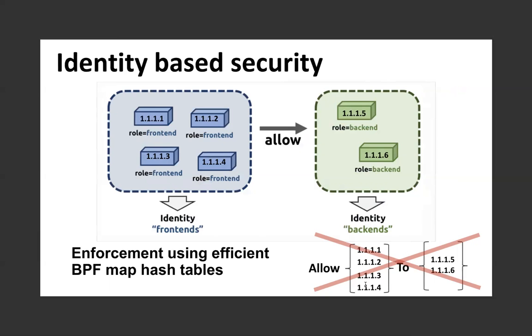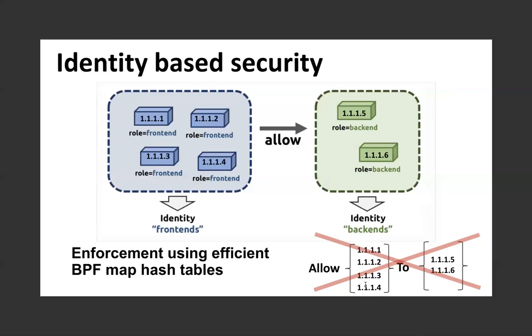So on every single network packet, we can look at that packet and know that this front end was sending it. And then on the receiving side, we can verify this source security identity. So we're not whitelisting IP addresses. We're whitelisting particular security identities.